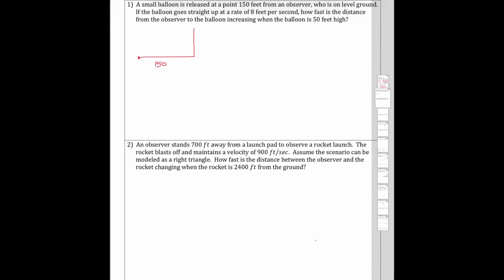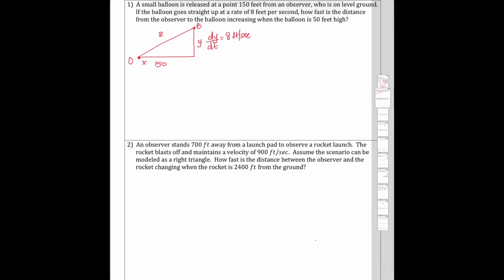Who is on level ground? If the balloon goes straight up at a rate of 8 feet per second, again, I'm going to end up with a right triangle. I'm going to call this distance x, this is y, and this is z. If the balloon goes straight up at a rate of 8 feet per second, so dy/dt is what? It's increasing, so it's going to be 8 feet per second. How fast is the distance from the observer, that's your observer, and that's your balloon. I'm going to write b here so you understand that, and o is for observer.